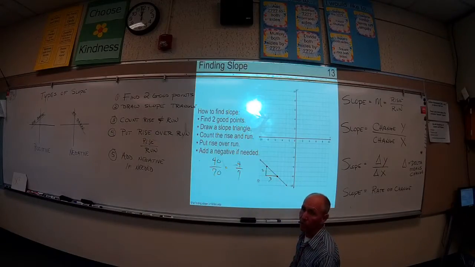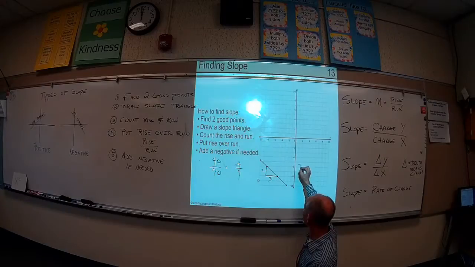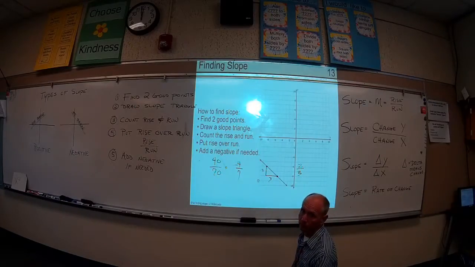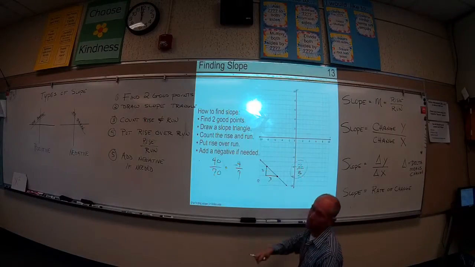Good. I've counted the rise and run. Then what do I do, Miranda? Put rise over run. And then, Brad? Yeah, add a negative. Add a negative if necessary. Negative 2/3.